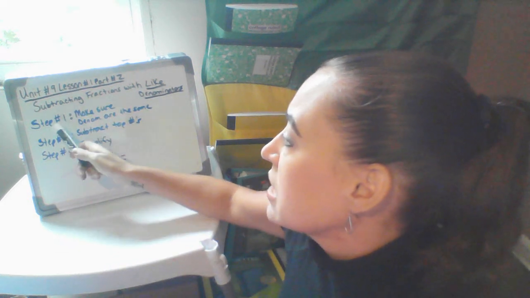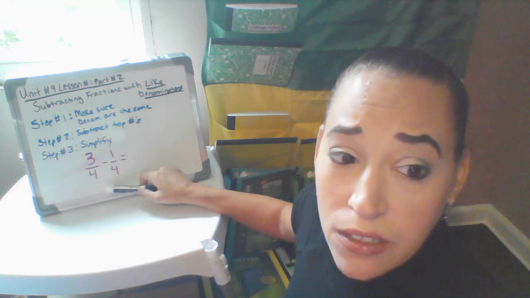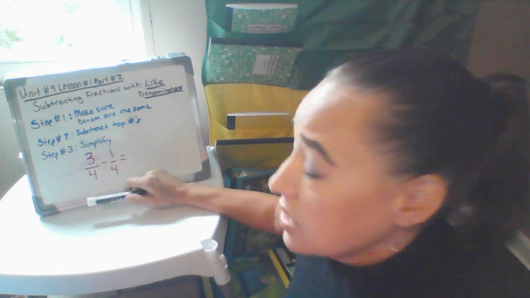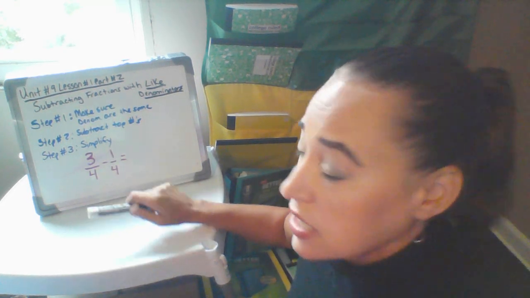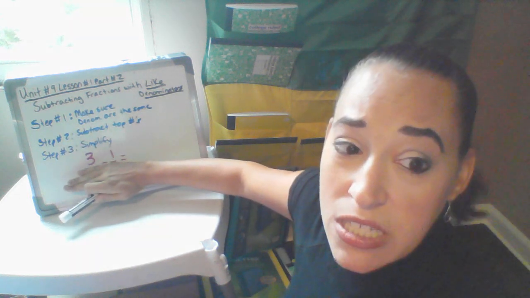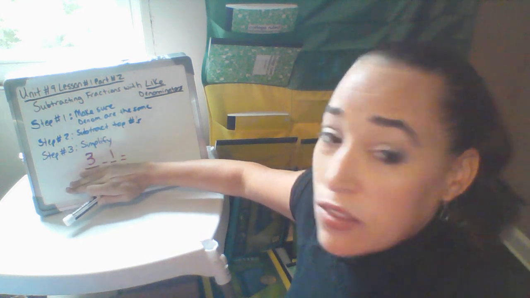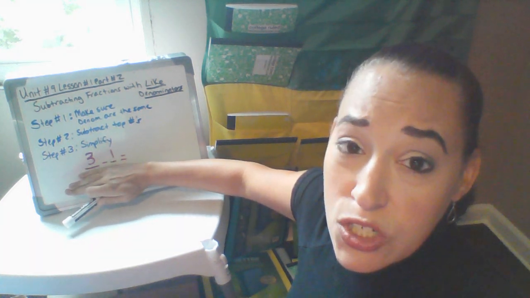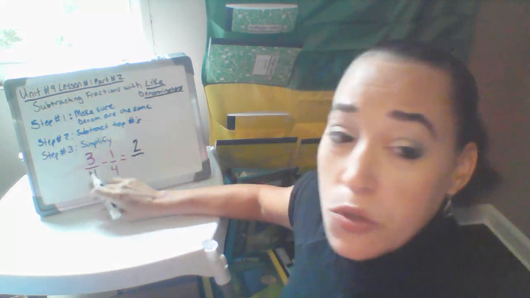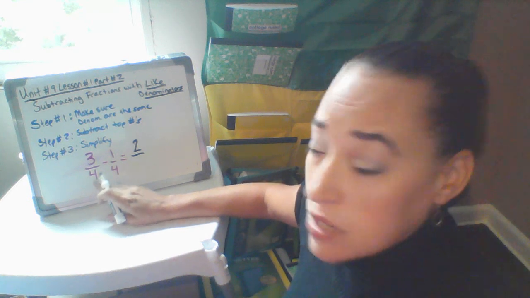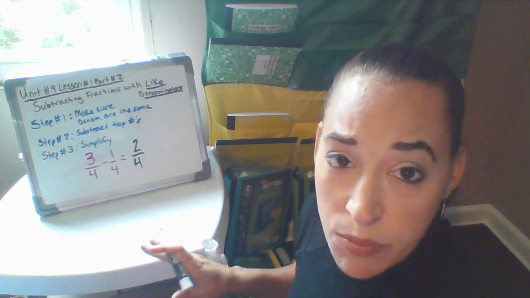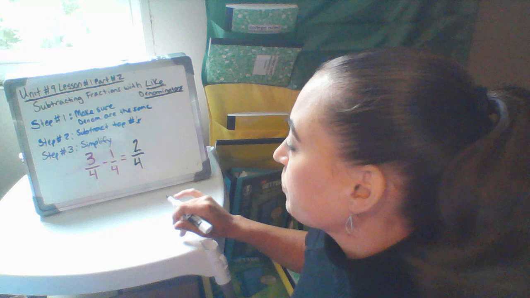All right. So step one, make sure you have common denominators. Check. They're both over 4. So now we know we're allowed to subtract these fractions. Second step, subtract the top numbers. Looking at my top numbers, 3 minus 1 is 2. You keep your denominator. The denominator stays the same. So it's going to be 2 over 4.